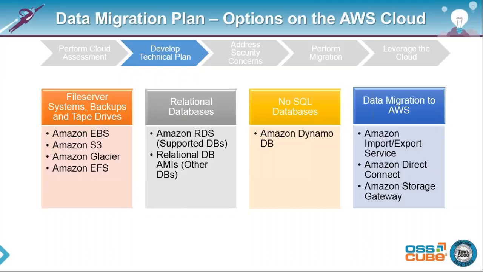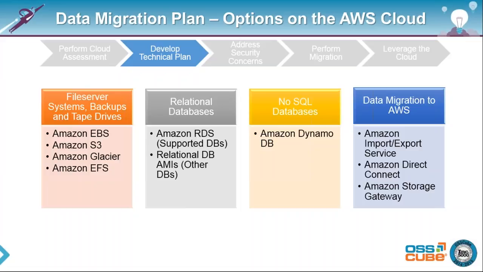You have RDS, Relational Database Service, that is a completely managed database service. It provides support for certain databases like Oracle, MS SQL, MySQL, but you can also launch other applications and databases from Amazon AMI. You can also use DynamoDB, which is a NoSQL database.